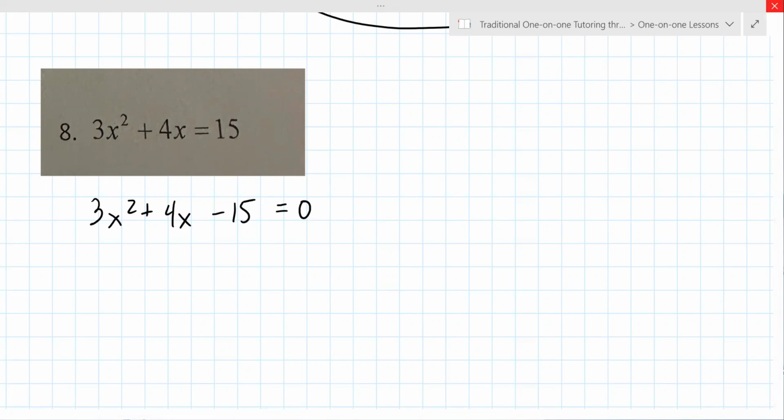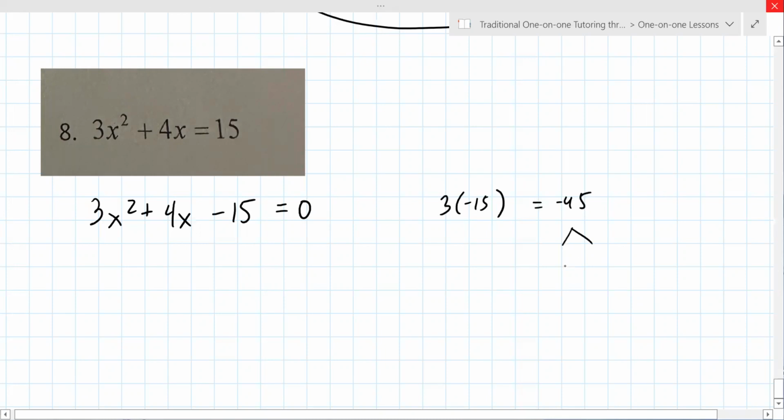Okay. Negative 45 x squared. Find two numbers and multiply them to get negative 45: 9 and negative 5. 3x squared minus 9x plus 5x minus 15 equals 0. And then 3x times x minus 3, 5 times x minus 3. 3x plus 5 times x minus 3. All right, so x is equal to 3 and x equals negative 5/3.